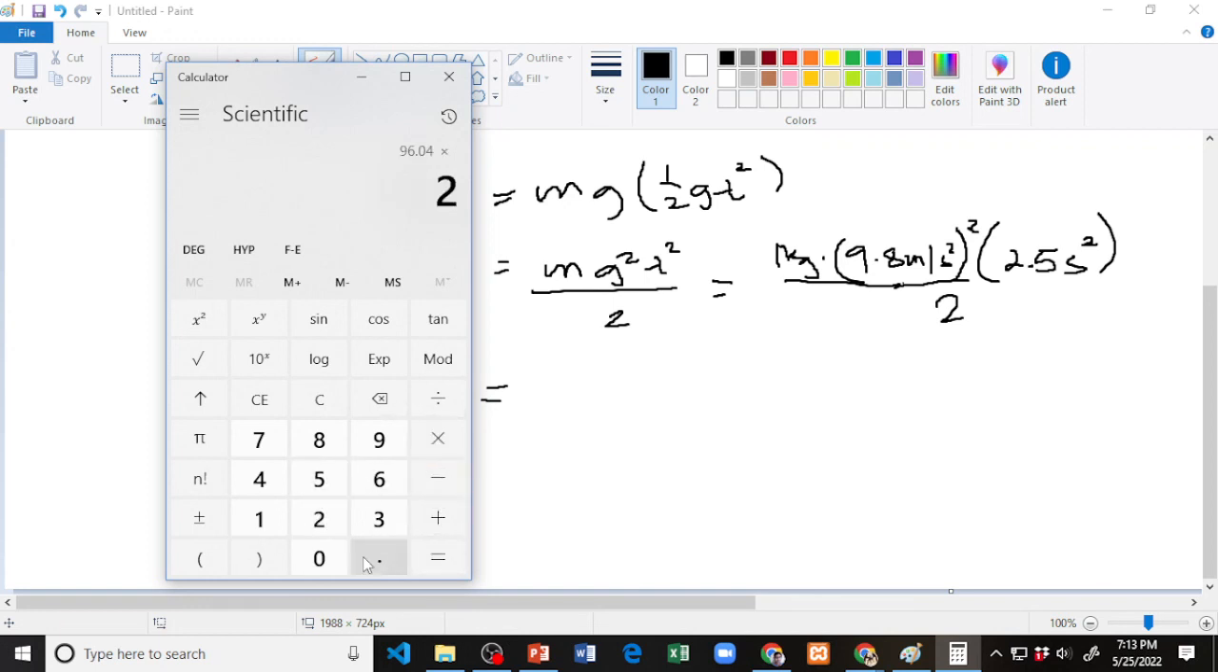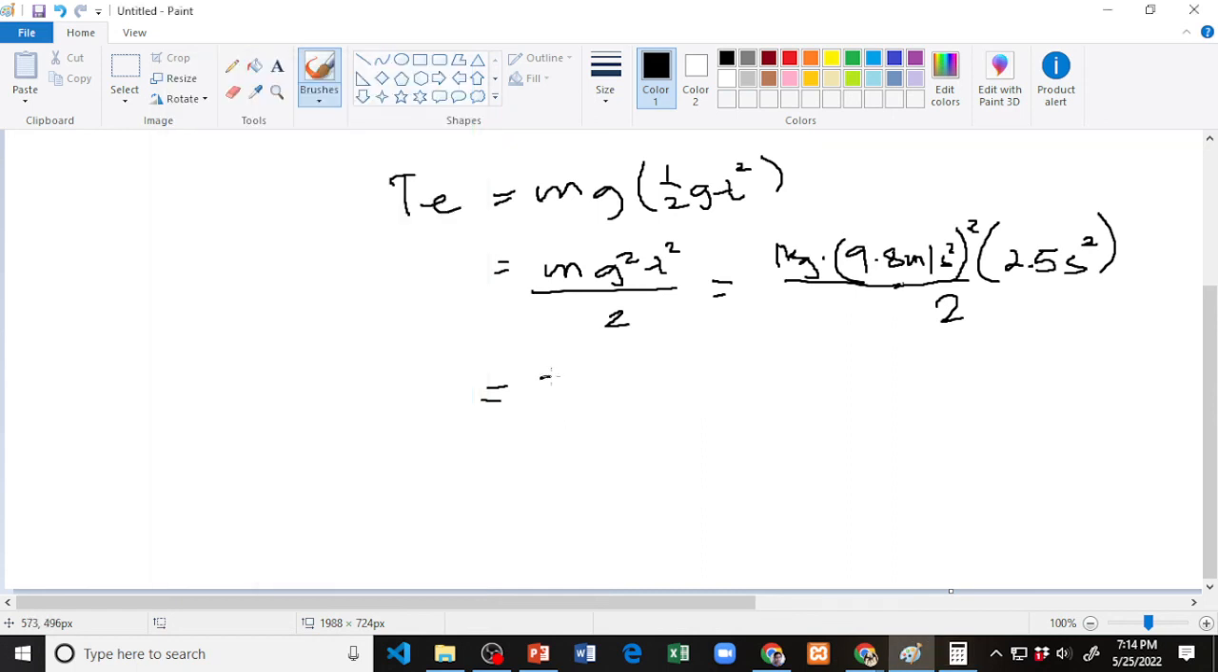Times 2.5 times 2.5. Numerator, denominator. So we'll stay with meter per second squared, meter squared second squared, times kilograms. That's 600.25 divided by 2. So you have 300.13 joules.